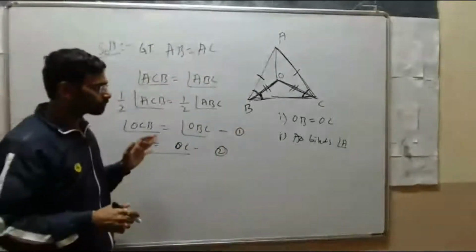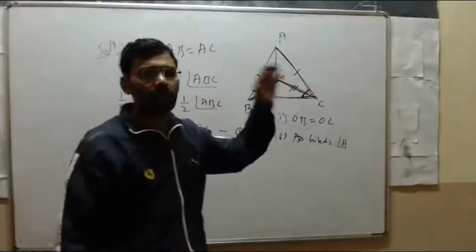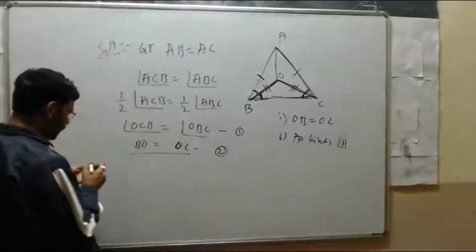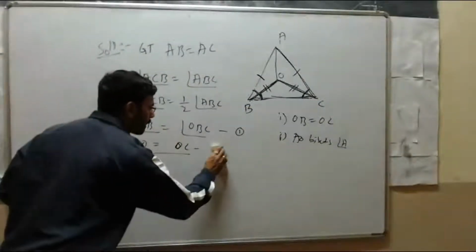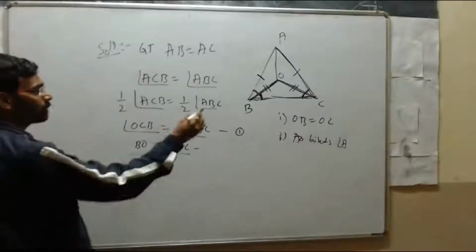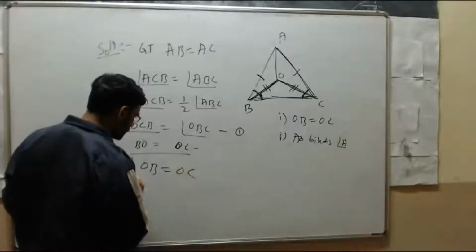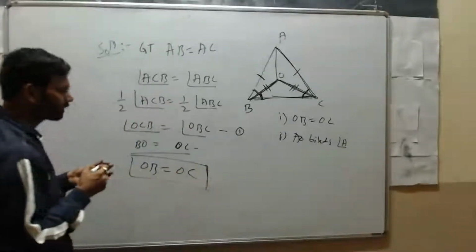First we have to prove OB equal to OC. Therefore, BO, nothing but OB, equals OC. BO and OB are both the same. Therefore, OB equals what? OC. This is the proof.